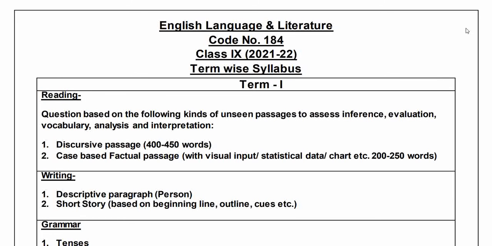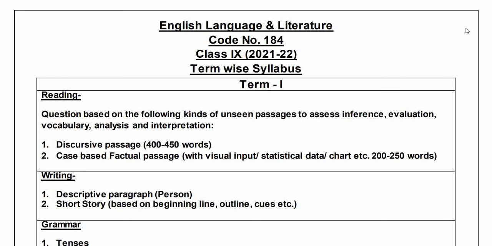This is our syllabus released by the CBSE for the subject English, Language and Literature, subject code 184, for the academic year 2021-2022 for grade 9. This is the term-wise syllabus as per the new regulations.